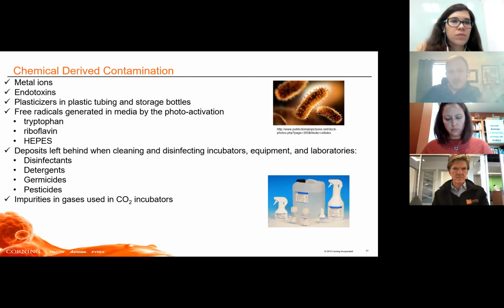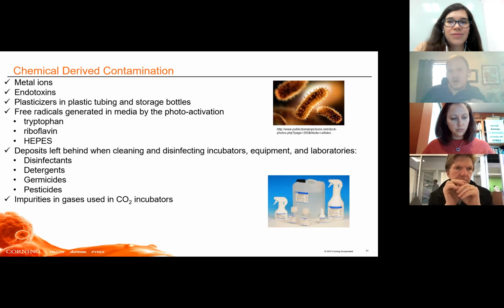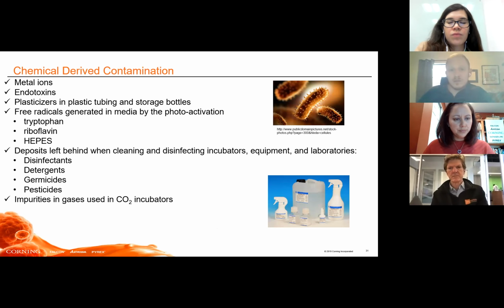So we're going to get chemical-derived contamination out of the way because it's a little bit more difficult to identify as the root cause, and we're going to spend most of the time on the biological contaminants. So chemical contaminants, there are a long list of different chemical contaminants, from metal ions to endotoxins, to extractables and leachables from plastics, to free radicals that are derived from photoactivation from components in the media, deposits left when cleaning and disinfecting your equipment. This is one of the more common ones.